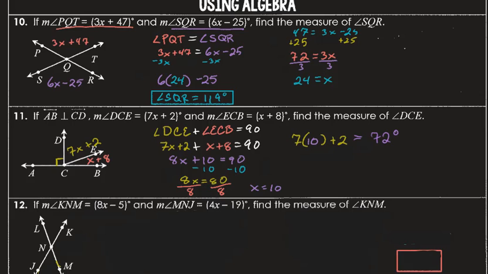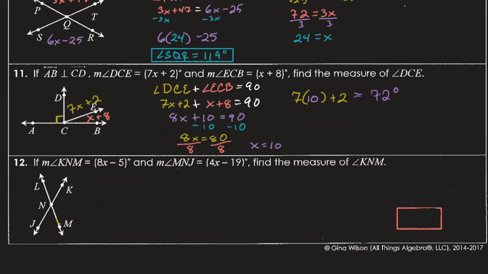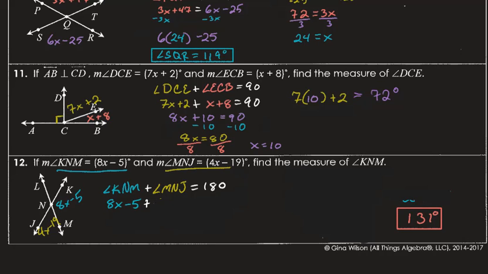Please pause the video and attempt number 12. The answer you should get is 131 degrees. This time you have a supplementary relationship. So the measure of KNM plus the measure of MNJ is equal to 180 degrees. Substitute 8x minus 5 plus 4x minus 19 equals 180.